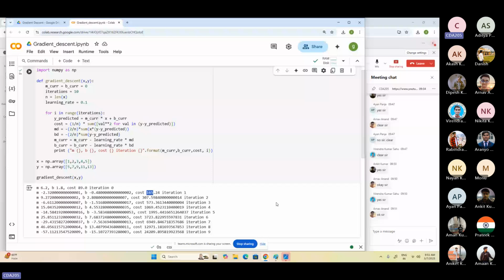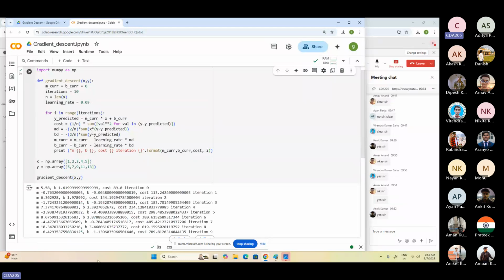When we have taken the learning rate 0.1, for the first iteration, 0th iteration, the cost is 89. But for the next iteration, my cost is what? It is increasing. You can see the cost is increasing. Everyone is saying, this learning rate is not good. So what will we take? We will take 0.9. Now we will check that. Again, you can see my cost is increasing. From 89, it has become 113.